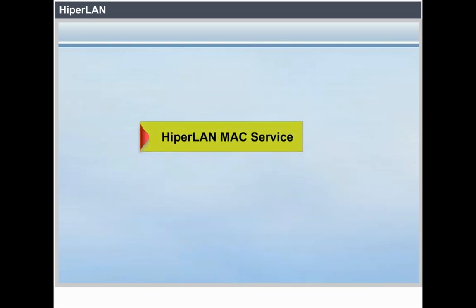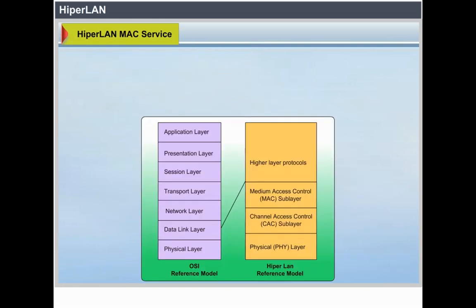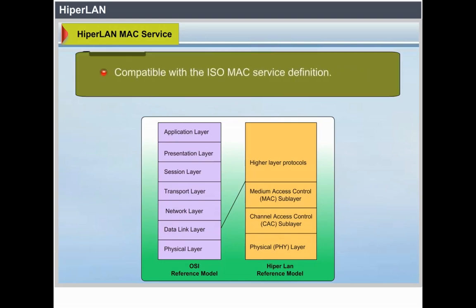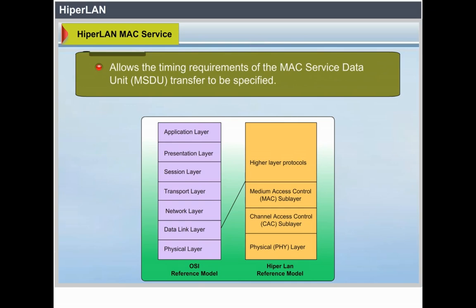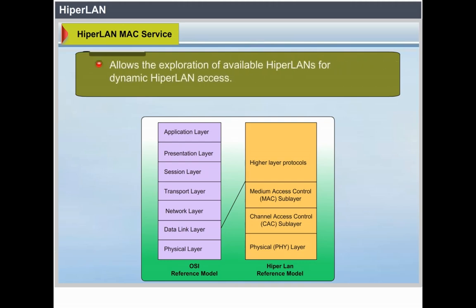HyperLAN MAC service. Compatible with the ISO MAC service definition. Defines the communication service over a single HyperLAN. Allows the timing requirements of the MAC service data unit, MSDU, transfer to be specified. Allows the exploration of available HyperLANs for dynamic HyperLAN access.